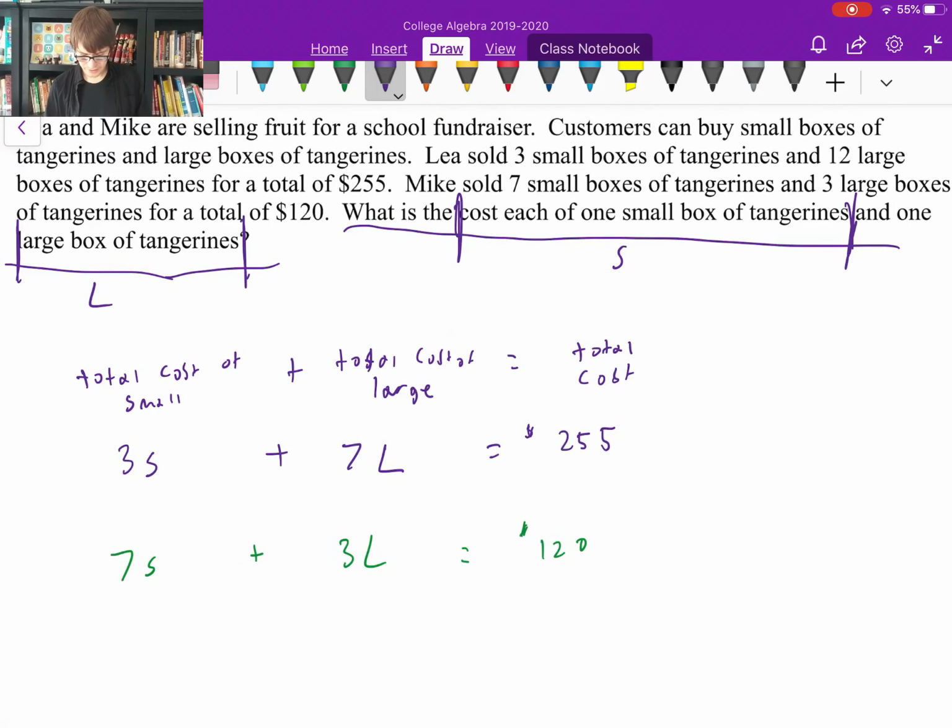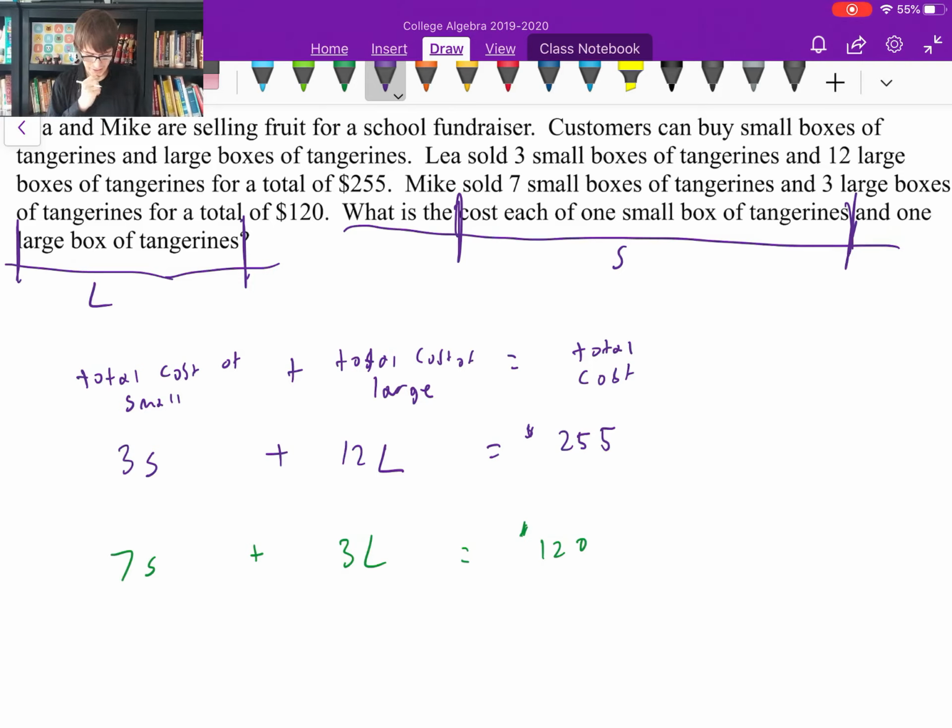Let's see, did I write it wrong? Oh, I'm so sorry. I wrote 7L. I meant to say 12L for Leia. I hope that didn't confuse you too much. There we go. I must have read the line wrong. Okay, so we've got 3S and 7S, and 12L and 3L. It looks like everything's lined up pretty well for elimination.